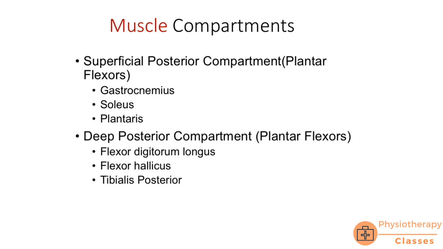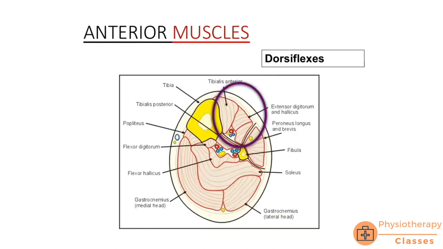Now let's discuss one by one. First we will discuss the anterior compartment muscles, which are mostly the dorsiflexors.